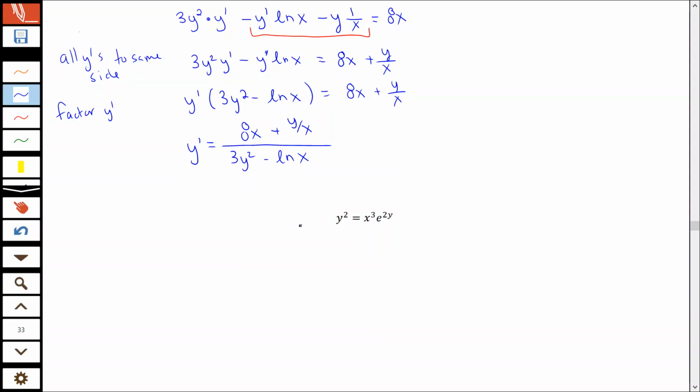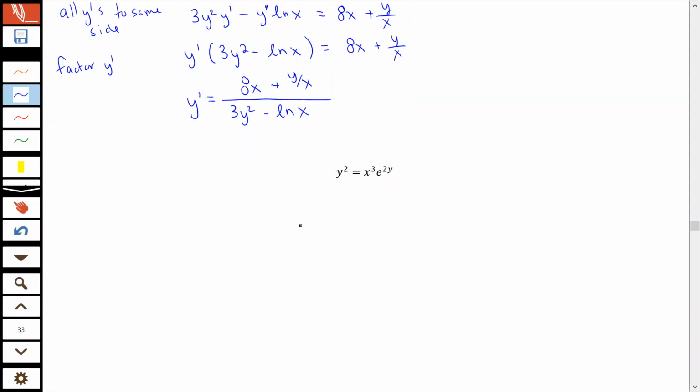So let's try this again. If I have y squared is equal to x cubed e to the 2y, we're going to have to use implicit differentiation. We've got y's on both sides of the equal signs. This is an implicit differentiation problem. So when we take the derivative of y squared, we're going to have 2y times, what's the derivative of y? I don't know, y prime.